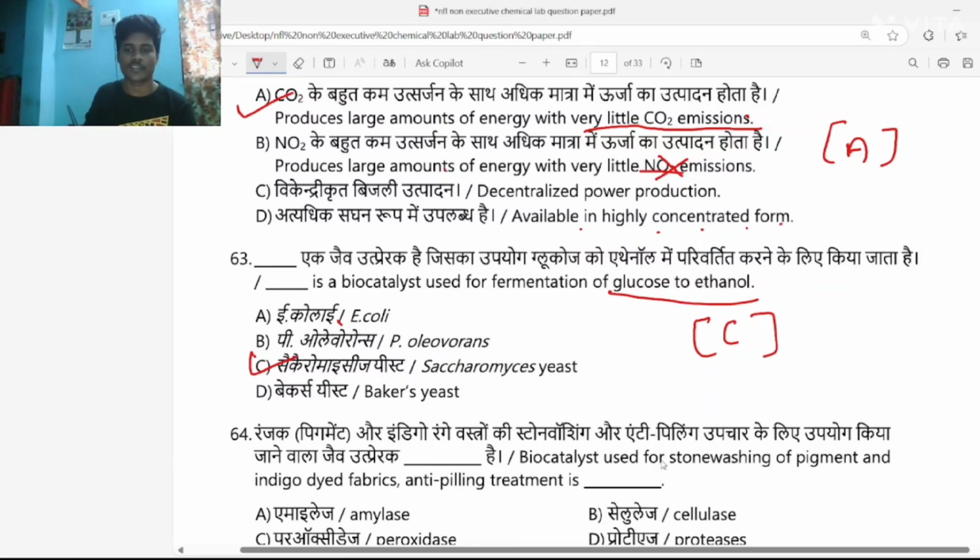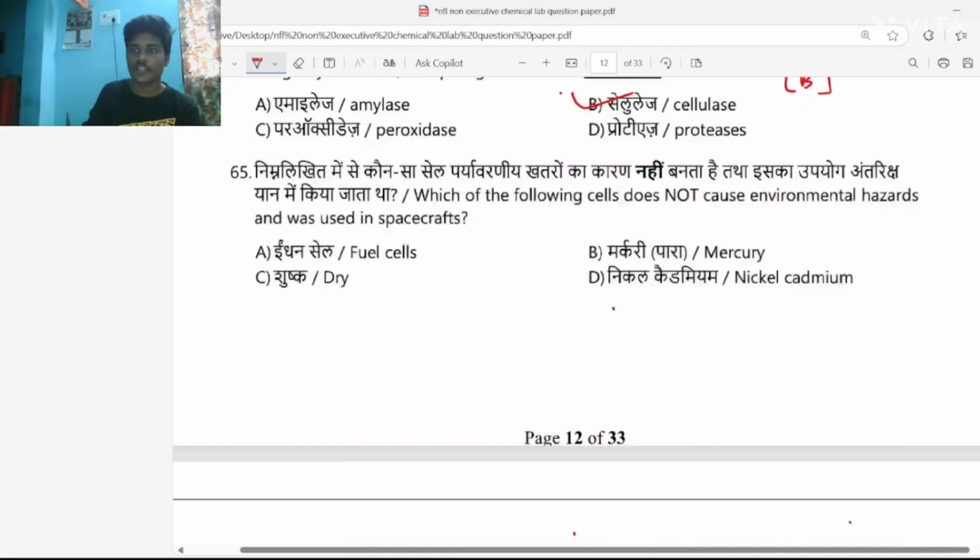Next, question 65. Which of the following cells doesn't cause environmental hazards and was used in spacecrafts? Options are fuel cells, mercury cells, dry cells and nickel cadmium cells. Option A is the correct answer. Fuel cells is the correct answer. Fuel cells do not cause environmental hazards, right?